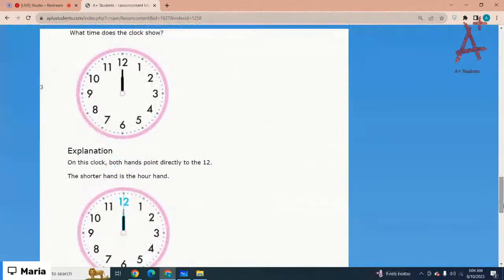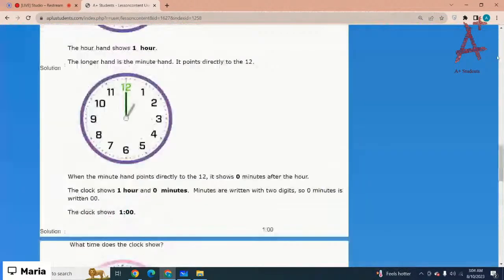What time does the clock show? Again, both the hands directly point to 12. The shorter hand is the hour hand and the larger one is the minute hand. So it represents 12 and 0 minutes. Let's start with the practice questions.